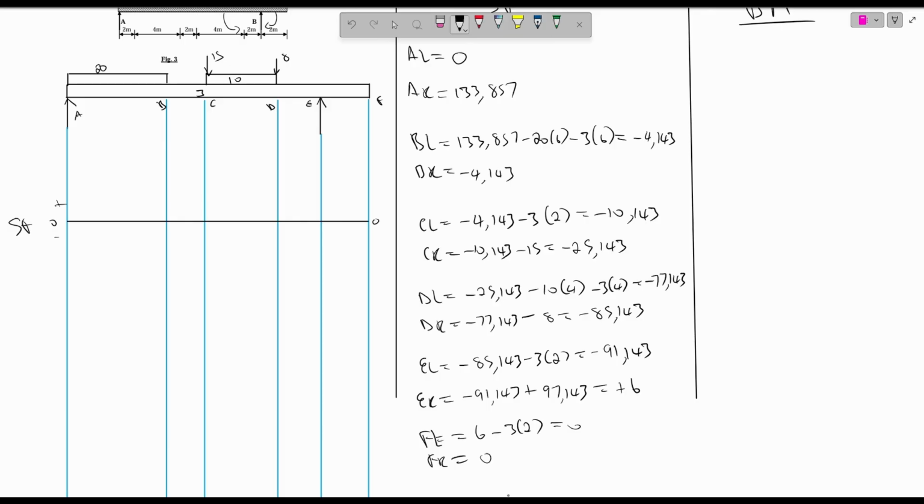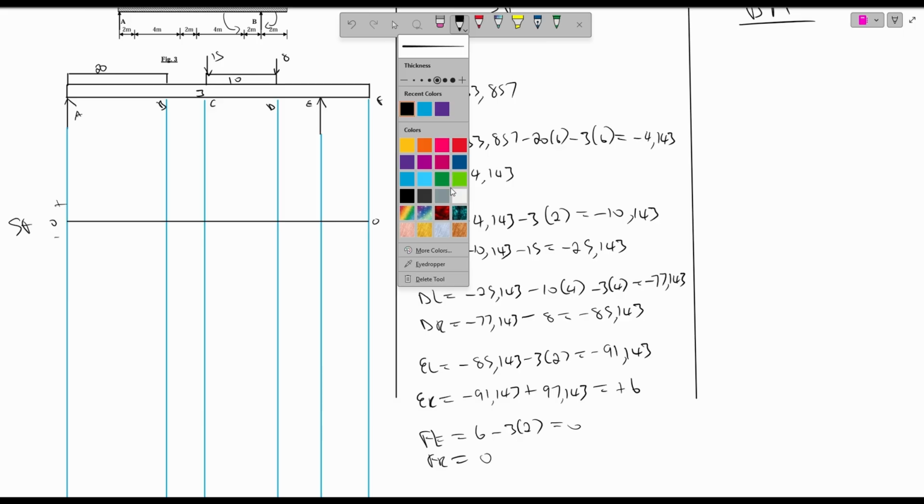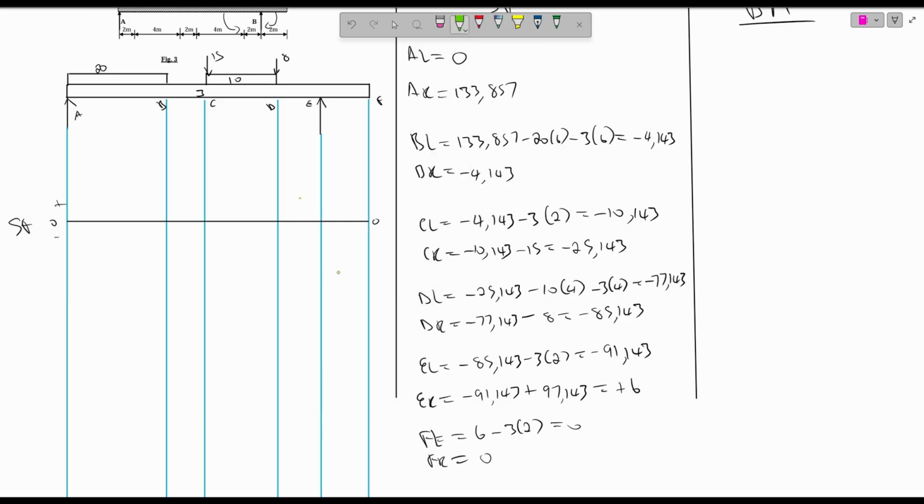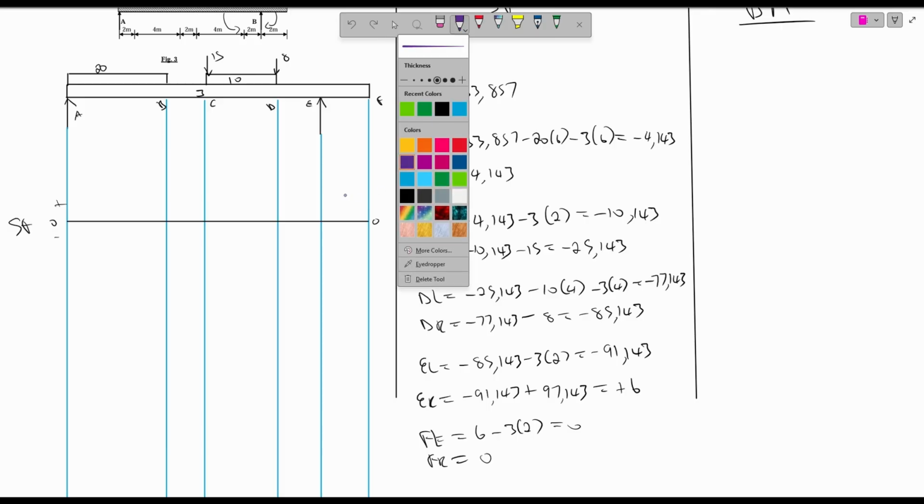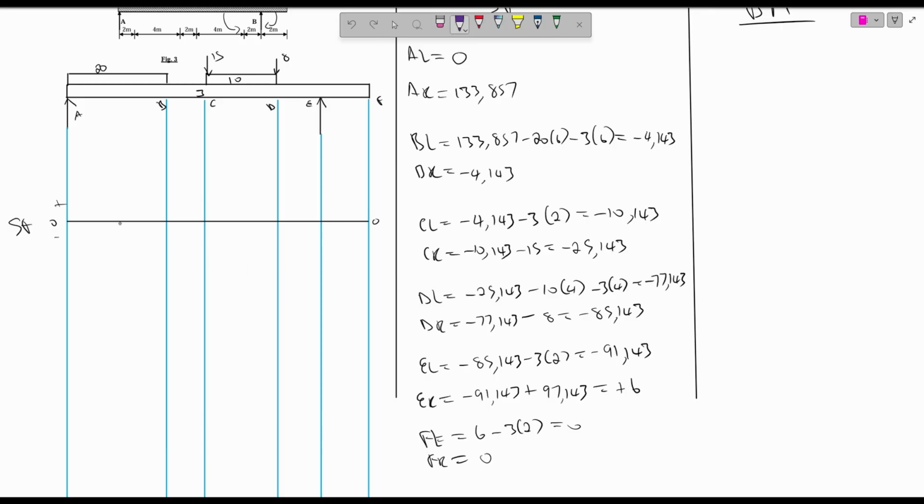Now let's plot our shear force diagram. A left is 0, A right is 133. Let me put it up there.